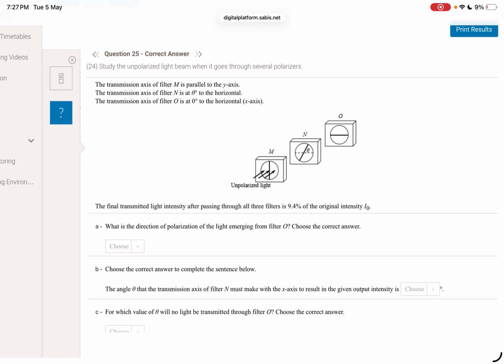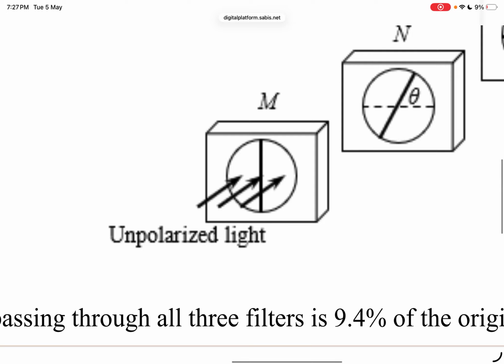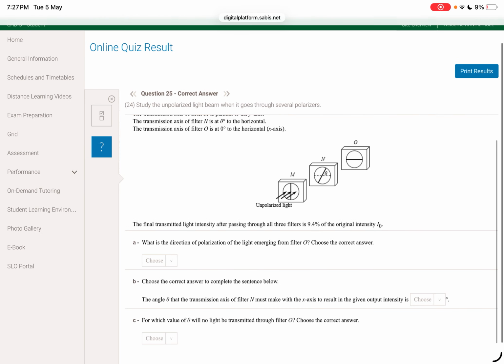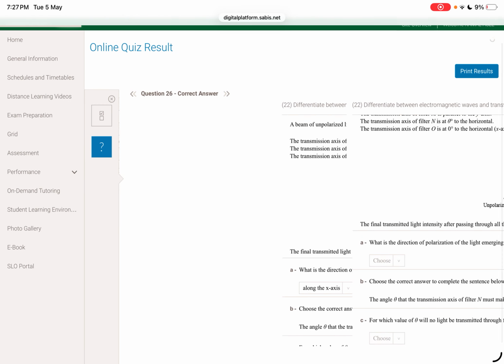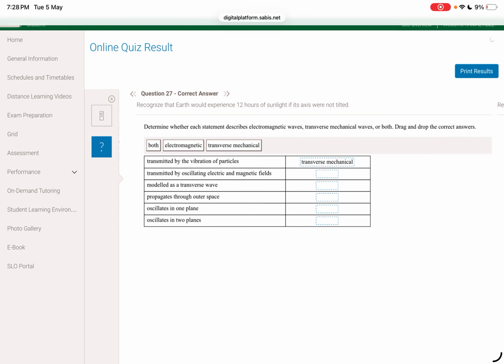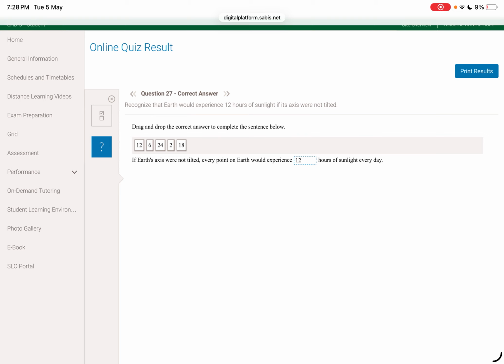Part C is 90, because they said what angle gives no light through, at 90 degrees straight, no light will be shown here. Imagine the light going through this, it's 90 degrees. That's where it is not shown, so it's 90 degrees. Okay, question number 26. This is all memorization. You have to memorize this. Question number 27. So you have to memorize this also.